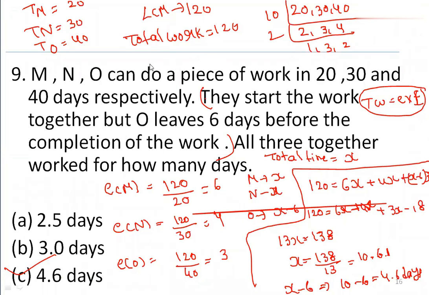If you see in the question, you have the time taken by M, N and O to finish the work. They started the work together, and then O is leaving after some time, and they mentioned that with respect to the end of the question. That means O is leaving just before the completion of the work, 6 days prior. Let's say X is the total time taken to complete the work. O is leaving 6 days before, which means M is working X days throughout the work, N is working X days throughout the work, and O is there for X minus 6 days. Okay, done.